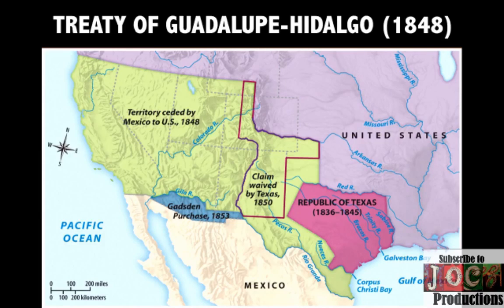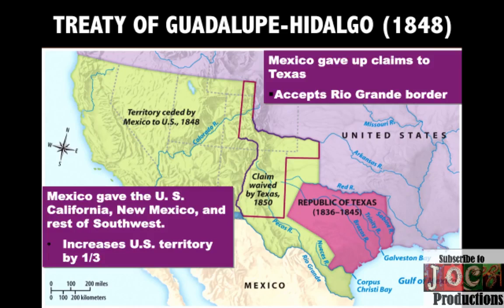Well, the war does take place. It is horrible for Mexico. They lose most of the major battles, and it ends with the Treaty of Guadalupe Hidalgo in 1848, and it does a number of things. Basically, the United States territory increases by 1/3. The United States is given California, New Mexico, and the rest of the Southwest, which includes places like Arizona, Utah, Nevada, and so on. The United States also gets Mexico to agree to give up its claims to Texas, and they do agree to accept the Rio Grande as the border between the two nations.